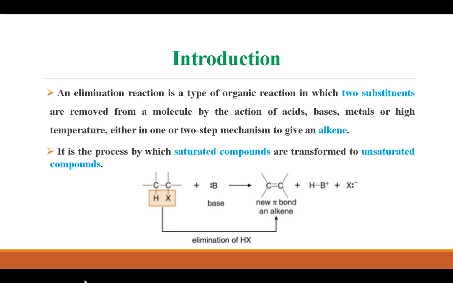See the diagram. Here the two substituents are hydrogen and halogen, that is X, which is a leaving group. To carry out an elimination reaction, the substrate should always be an alkyl halide. The product of elimination reaction is alkene. So it is the process by which saturated compounds are transformed to unsaturated compounds.